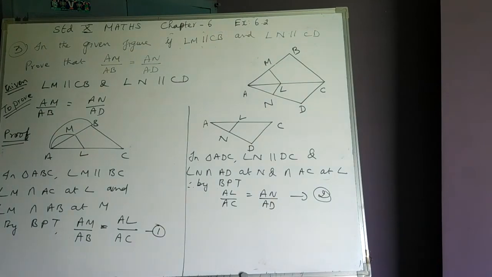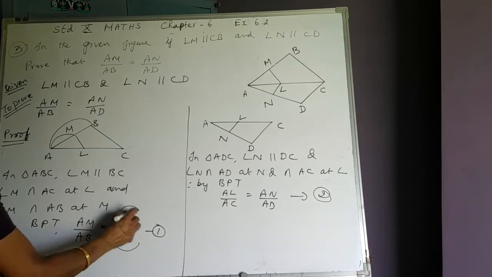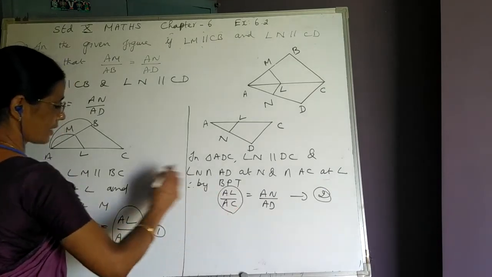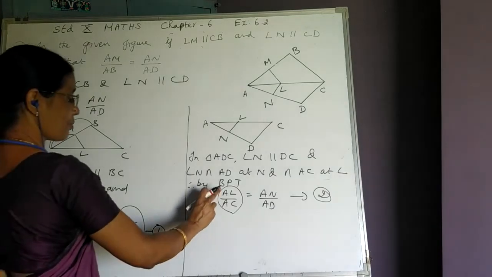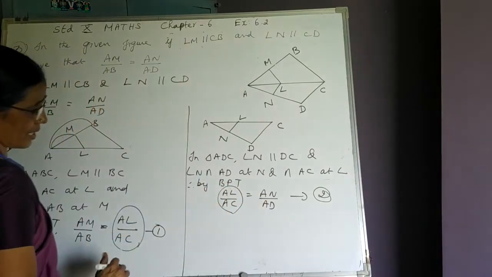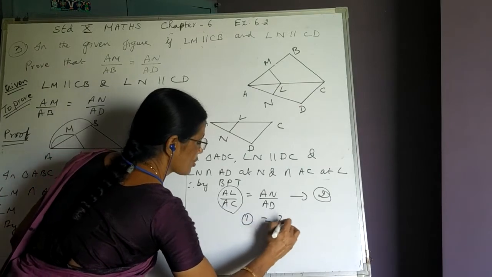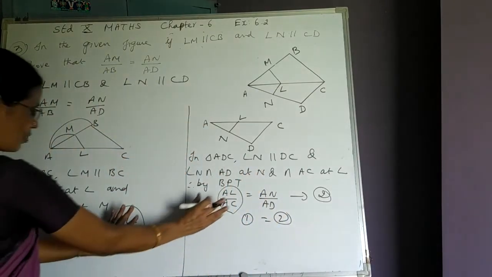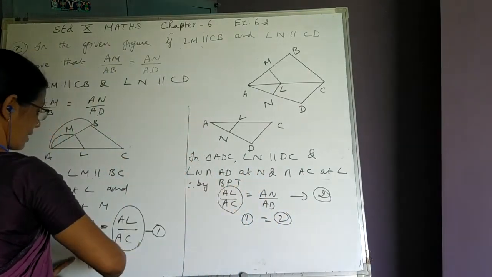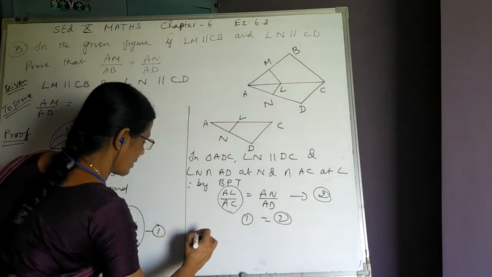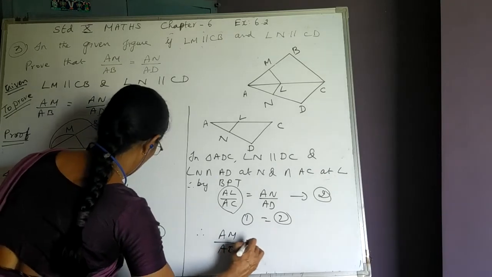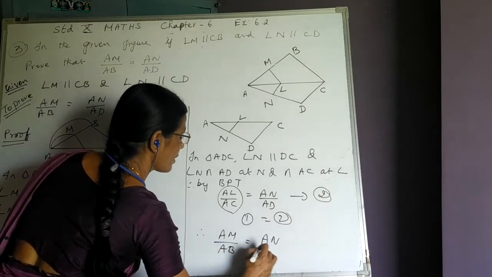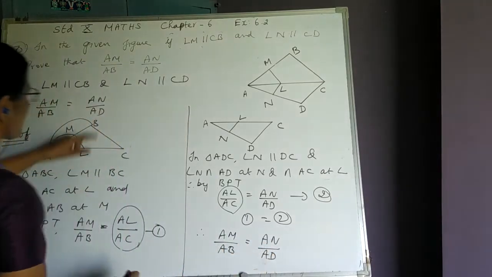So I am going to compare this result 1 and 2. You find a common side, right? So AL upon AC is equal to AM upon AB. The same AL upon AC is also equal to AN upon AD. Therefore 1 and 2 are equal. So removing which is repeated, we can compare the other two. Therefore AM upon AB is equal to AN upon AD, which is the required result.